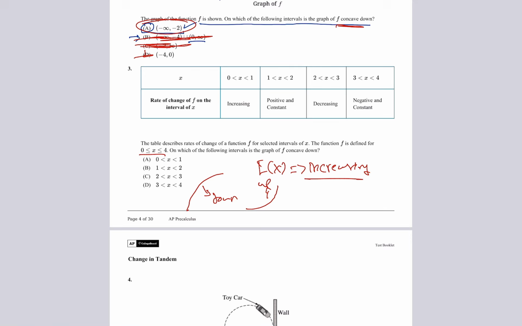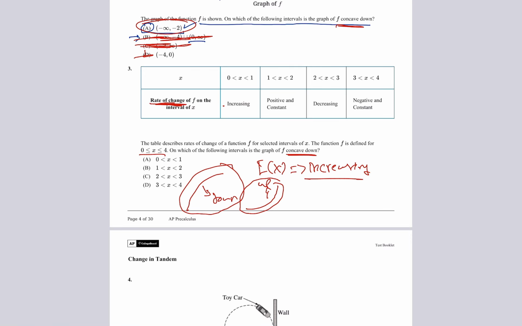That relies on the rate of change. If a rate of change is increasing, then it's simply concave up. If a rate of change is decreasing, then it's concave down. Now let's have a look at the answer choices, which is concave down, which means we're searching for a rate of change that is decreasing.